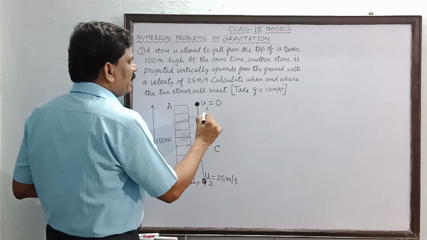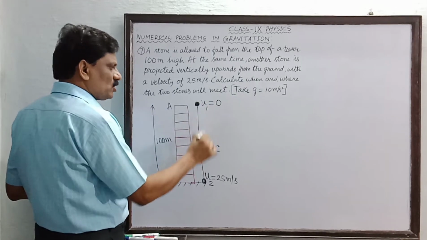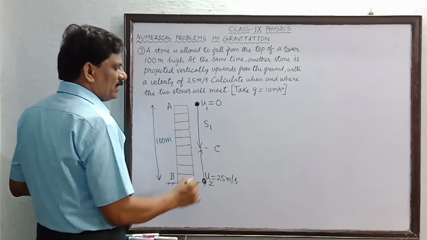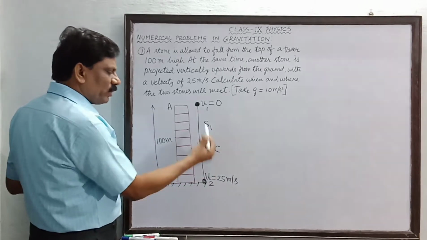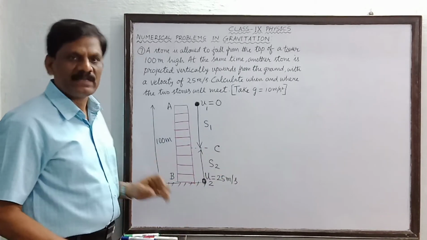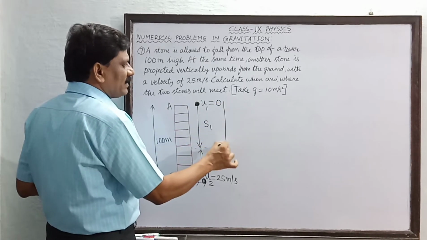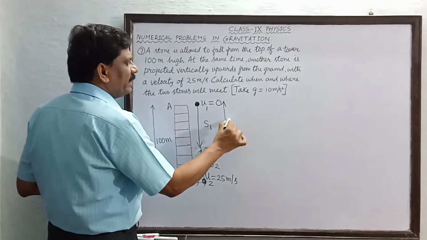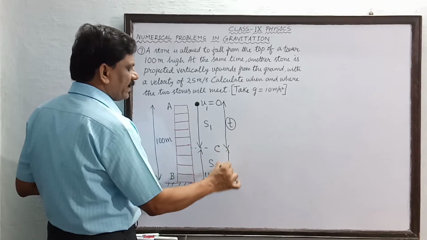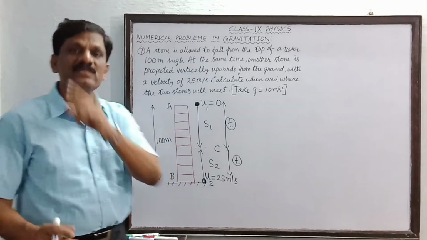So the distance traveled by the first stone in the downward direction is taken as S1, and the distance traveled by the second stone in the upward direction is taken to be S2. Now the distance traveled by the first stone is S1 in a time t seconds, means then the time taken by the second stone also will be t seconds. That is to be understood first.